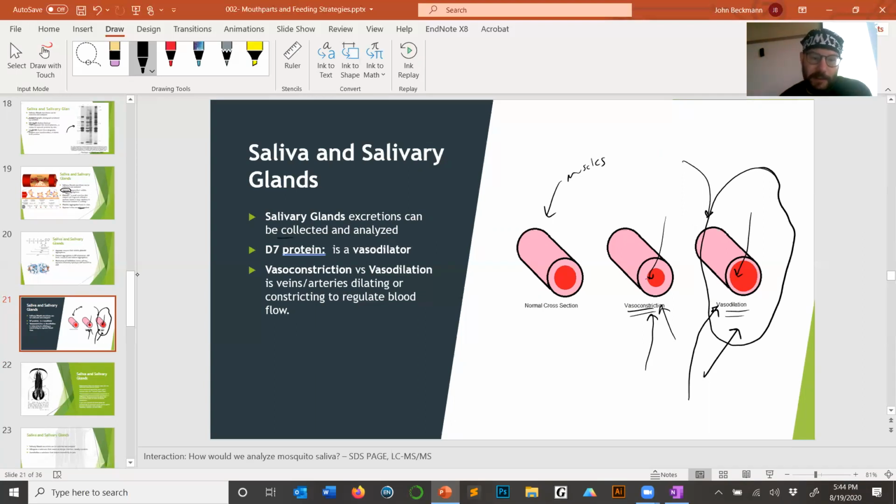So there's this protein called D7. Again, it's not important to me that you remember these names, but it is important to me that you remember the concept that insects have many, many proteins in their saliva. Some of these are anticoagulants, some of these are vasodilators. One of these is D7, it's an example of this.